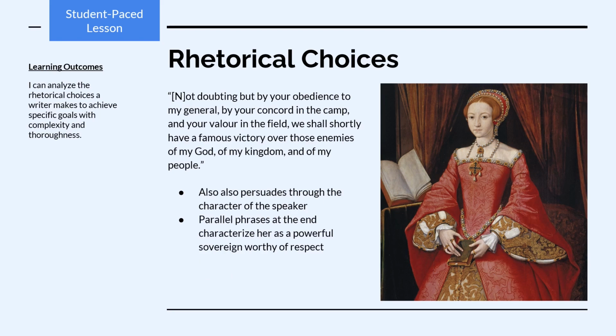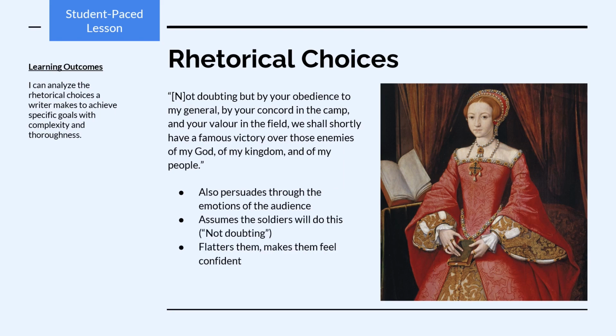Look at the last three parallel phrases there, "of my God, of my kingdom, and of my people." That deliberately characterizes her as a powerful sovereign, worthy of respect. And so it presents her in a certain light to the audience. We could also say that this line persuades through the emotions of the audience.